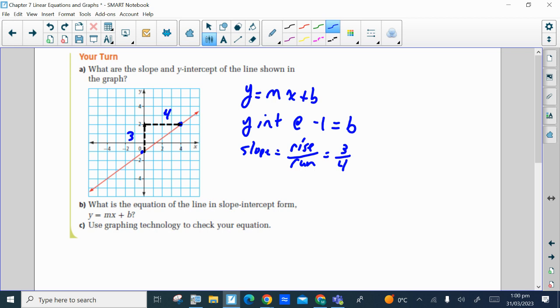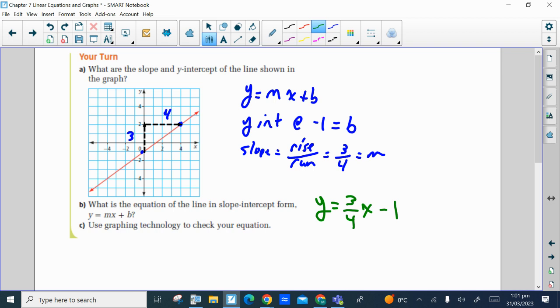Which parameter is that in our equation, Riley? Where does the 3/4 go in our equation? What part of the equation do we replace with 3/4? That's right. M is the slope. So what will our equation be? Emil? What will our equation look like? Y equals what? Three over 4x minus 1.